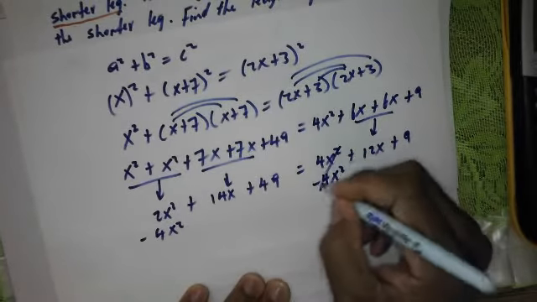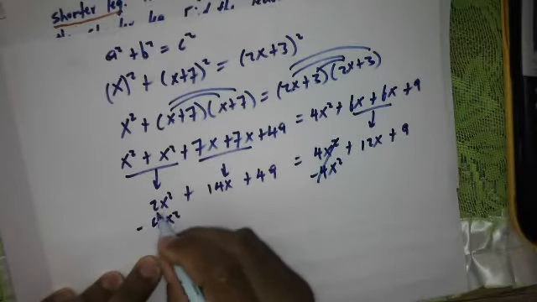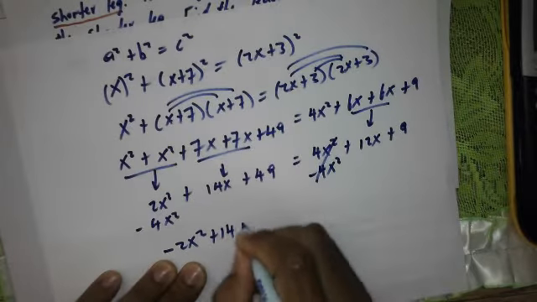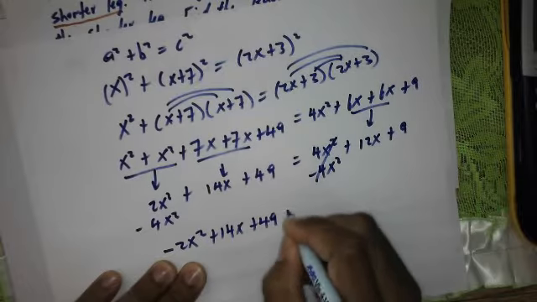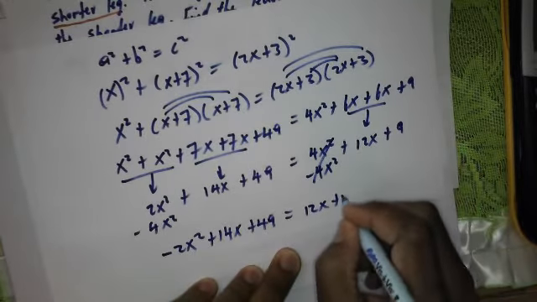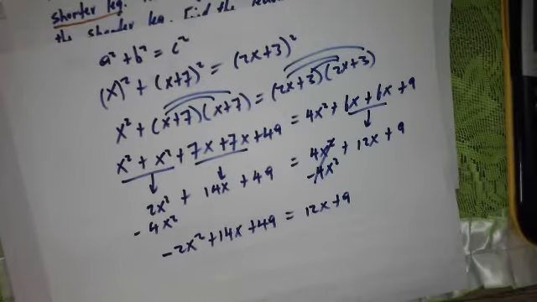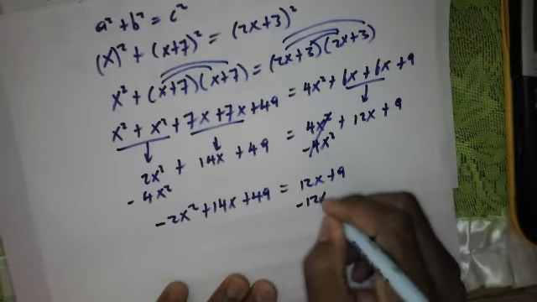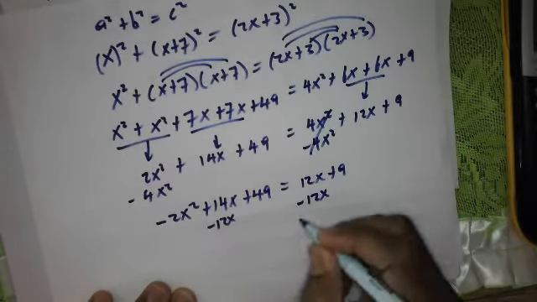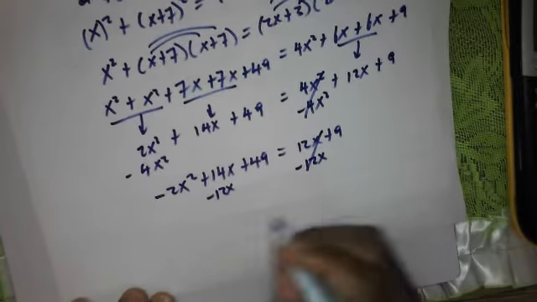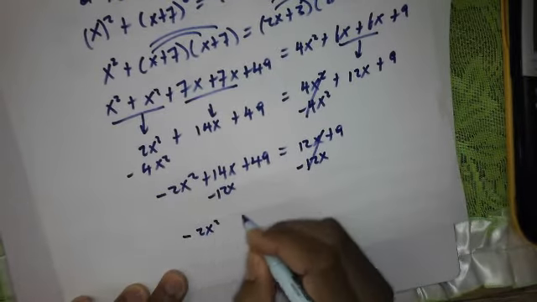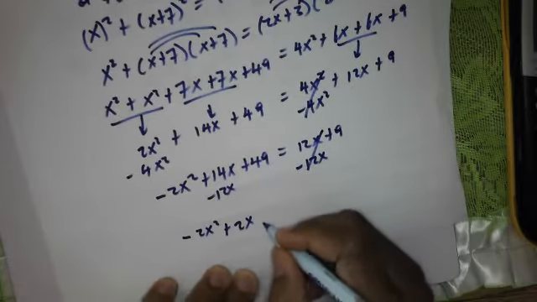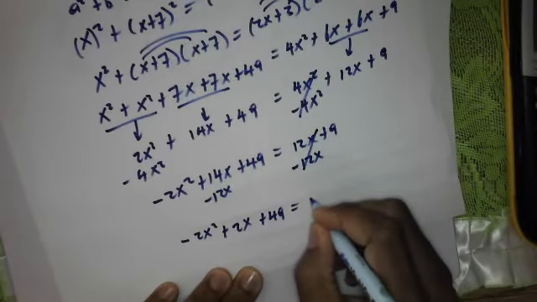Okay, so that would cancel. So this would give me 2x squared minus 4x squared, that is negative 2x squared, plus 14x plus 49 equals 12x plus 9. Alright, now I'm trying to get all of these on this side. Okay, so I'll go ahead and subtract 12x from both sides as well, but I can only take x from x, so that part cancels. So this would be negative 2x squared plus 2x, because 14x minus 12x, that's 2x, plus 49 equals 9.